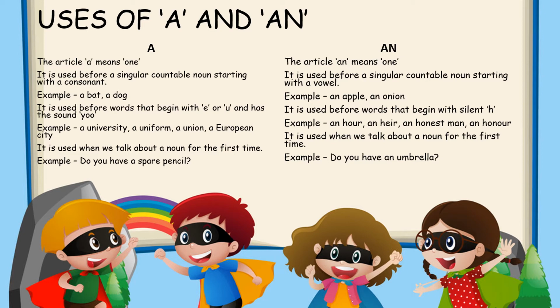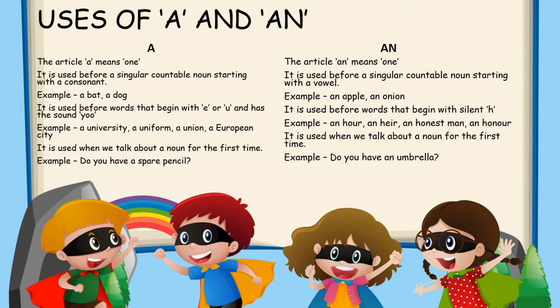Now let us see the uses of an. The article an means one. So here also the article an means one, singular. It has to be one. It is used before a singular countable noun starting with a vowel. Here the noun has to be singular, it has to be countable and it has to start with a vowel. Look at the examples, an apple, an onion. Apple and onion, A and O are vowels. So before singular countable nouns starting with vowels, you use an.